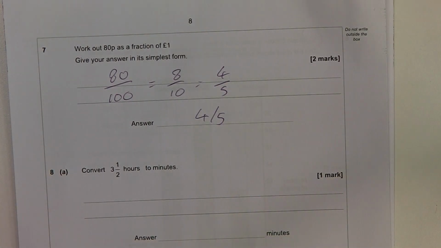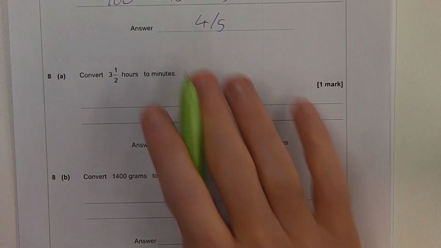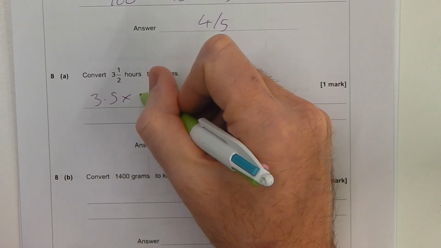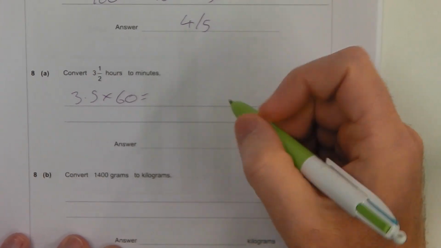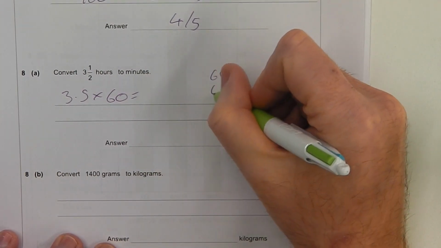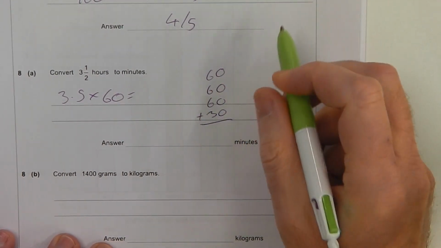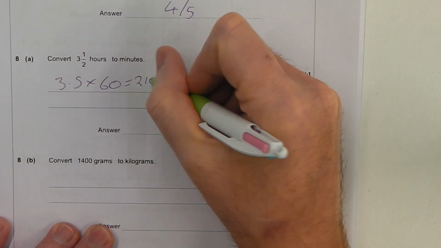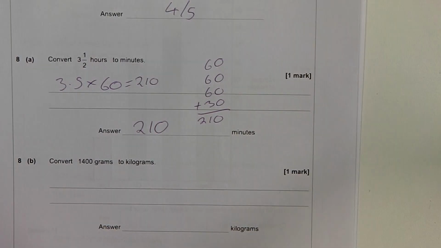Then the next one, we're going to convert 3.5 hours to minutes. So a couple of ways we can do that. 3.5 is 3.5, so we can do 3.5 times 60, and that will give us our work, and we can do that on the calculator. Or you can build it up. 3 hours, so we've got 60, 60 and 60, and half an hour is 30, and we can add those up. Either way, we are going to end up with 210 minutes. So it doesn't matter which method you use, you can do a calculator, you can build up, but that is our answer, 210 minutes.